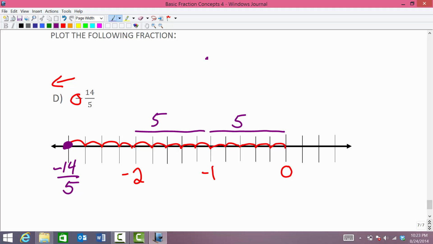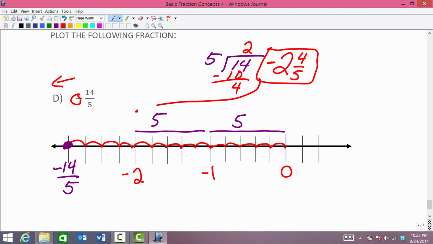What's another way that we could have done this? Well, we could have converted this to a mixed number. 5 goes into 14. How many times? Well, that would be 2 times. 2 times 5 is 10. Remainder of 4. So that would be 2 and 4/5. And it's negative. So this value could be written as a mixed number or as an improper fraction. But either way that you do it, if you do it as a mixed number, you would go to -2 and then keep going toward the left 4 of those 5 equal spaces.